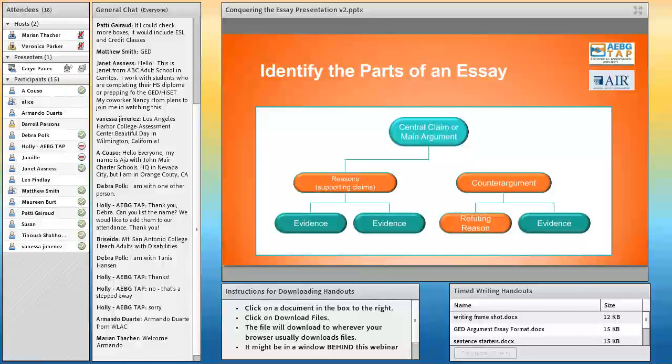Okay, so I'm looking for chat. I'm not seeing any chat on that. So if anyone has anything to share about how they help their students find the difference between reasons and evidence, I'd love to hear from you. Anybody? Okay, I'm going to advance to the next slide.